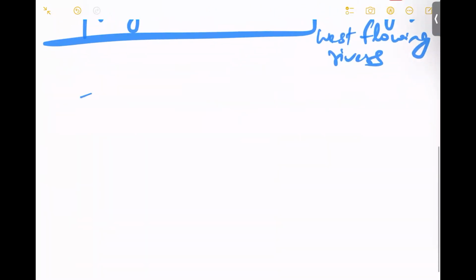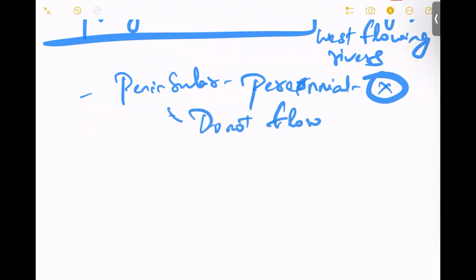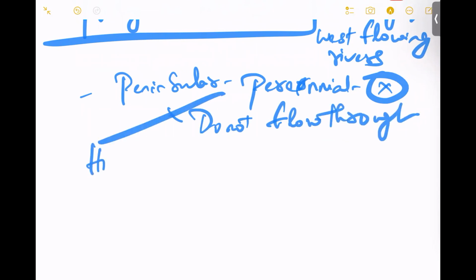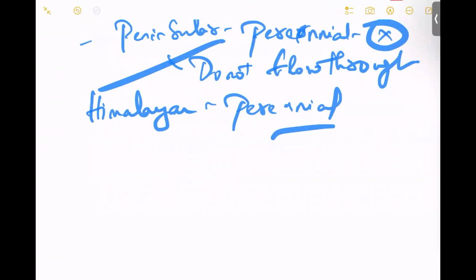So one thing is, these peninsular rivers are non-perennial. What do you mean by perennial? They do not flow throughout the year. Which rivers are perennial? Himalayan rivers, because there is continuous snow which is melting. So no other river like river Ganga can form the plains.